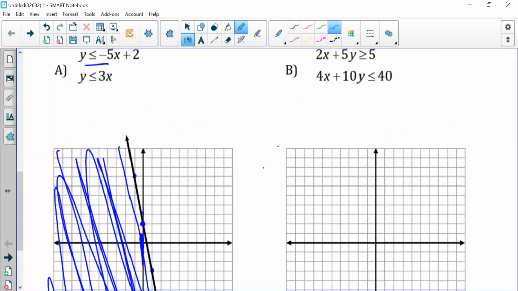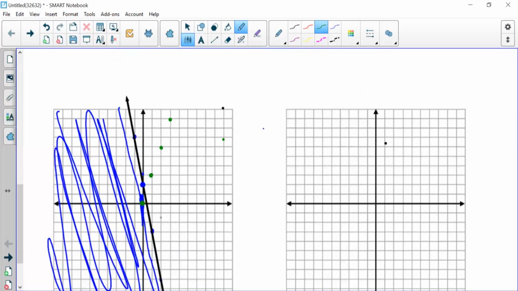All right, going back up, let's get a different color. I'm going to grab green here. All right, this says y is less than or equal to 3x. We can say 3x plus 0 just for emphasis, which means I'm going to be starting at my origin. My slope is 3, so I'm going to go up 3 and right 1, up 3 and right 1, up 3 and right 1. Going back to my y-intercept, I'm going to go down 3 and left 1, down 3 and left 1, and I can keep going.